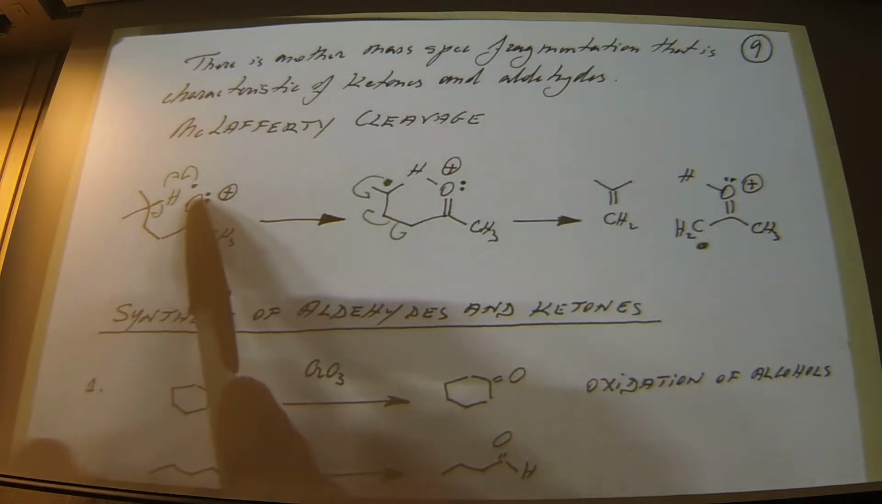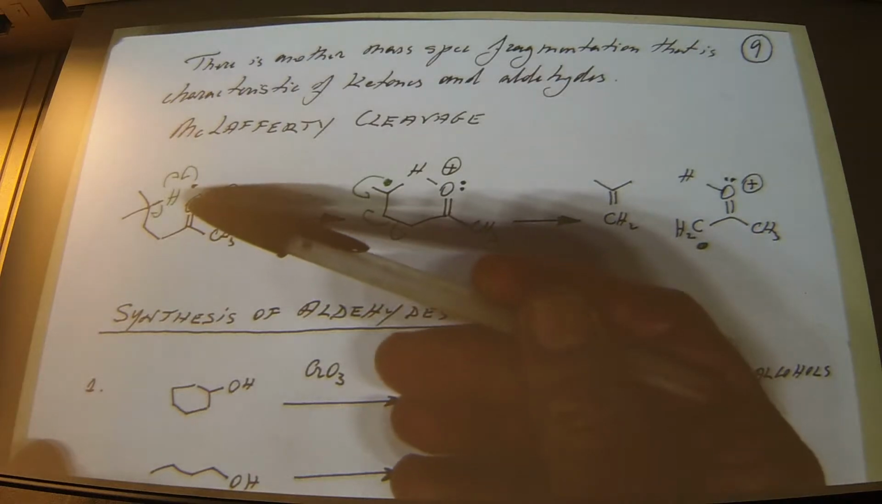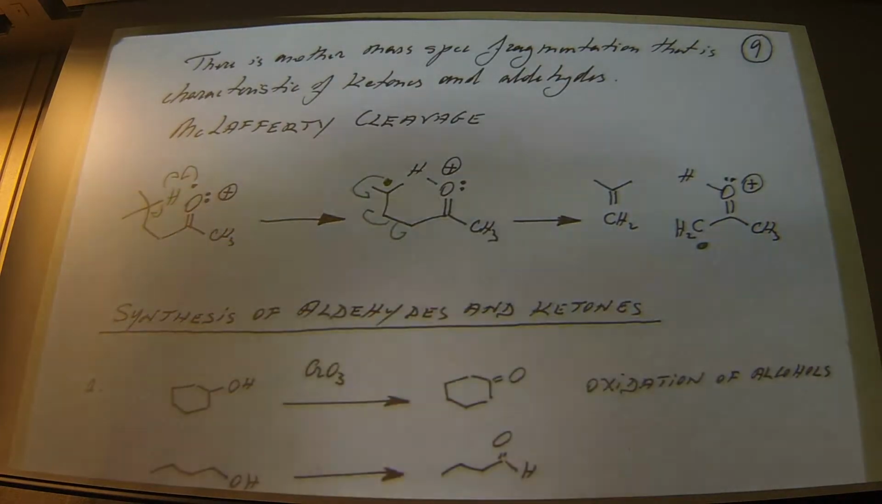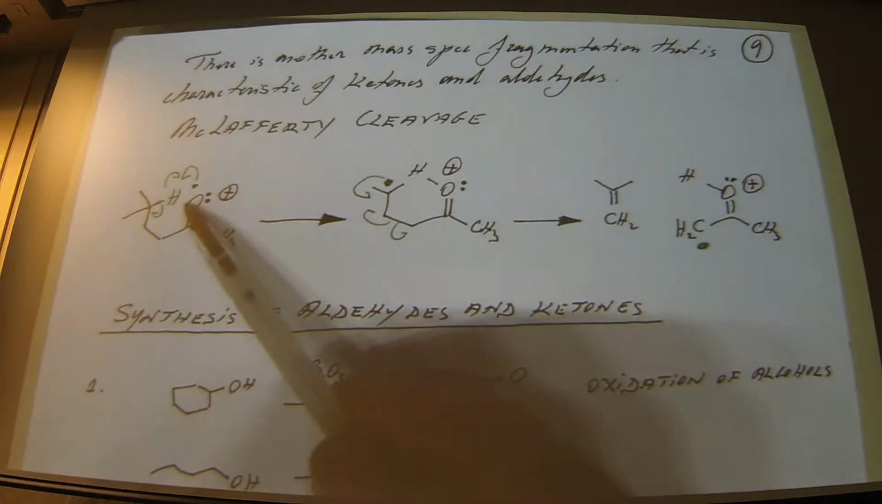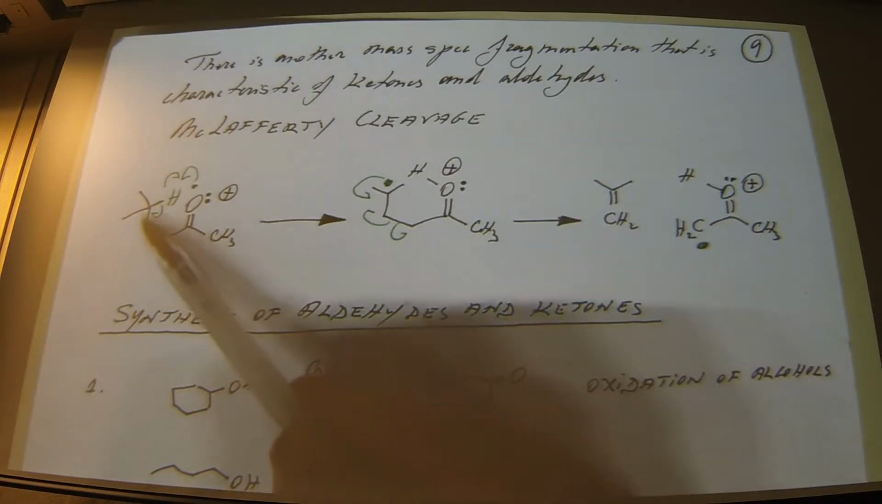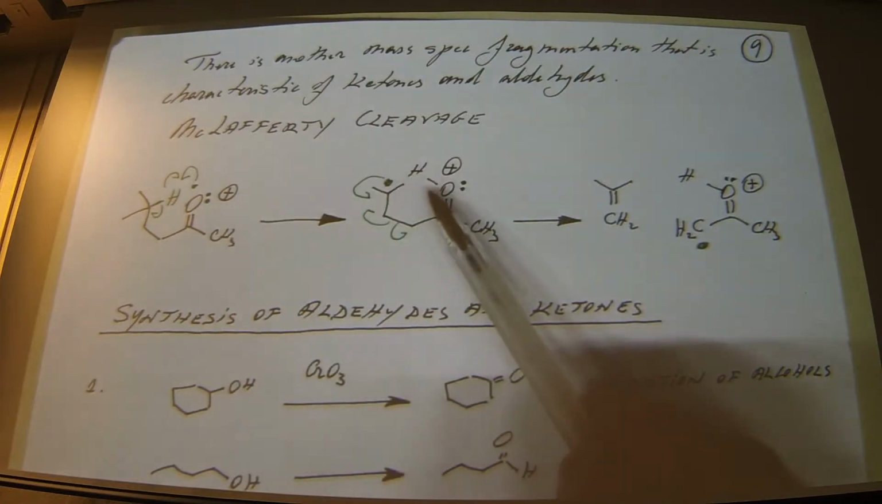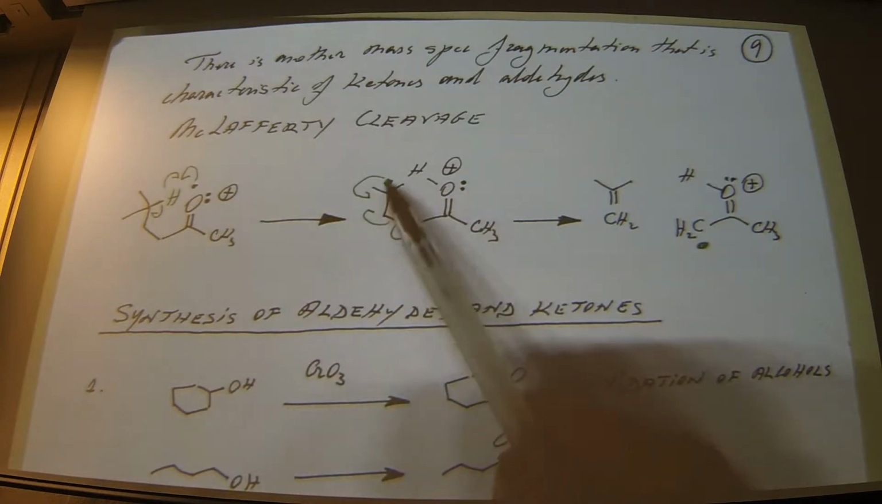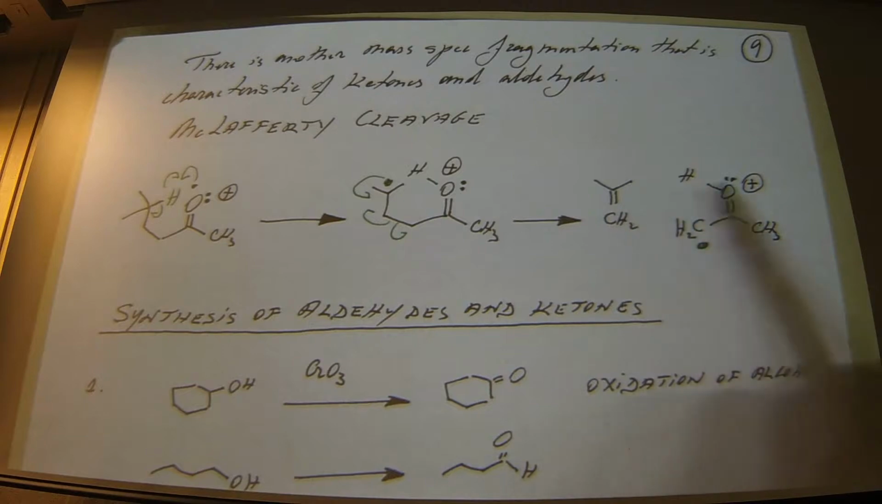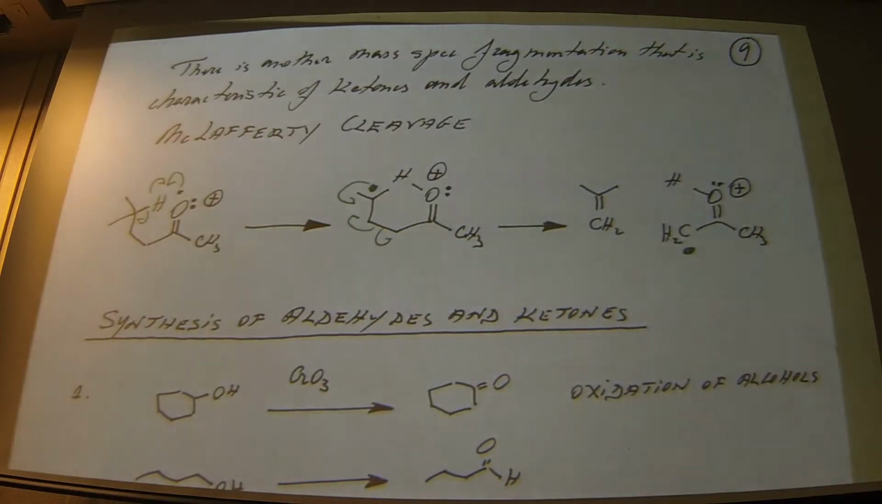So it goes through a 6-membered ring transition state. If I count atoms, 1, 2, 3, 4, 5, 6, you can see a 6-membered ring transition state where I have a partially formed bond there. So again, counting atoms, if I count oxygen as 1, there's 1, 2, 3, 4, 5, hydrogen 6. And so they're close enough together that I can get this reaction. Now I have a radical here. This radical can decompose to give me isobutylene and this radical cation.